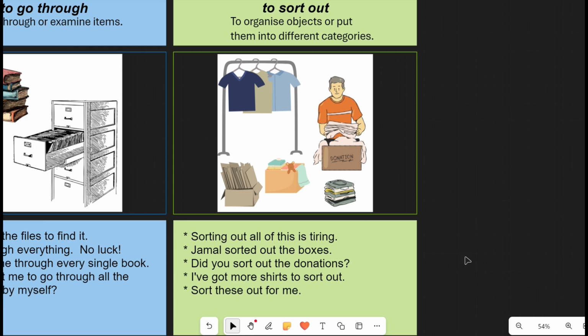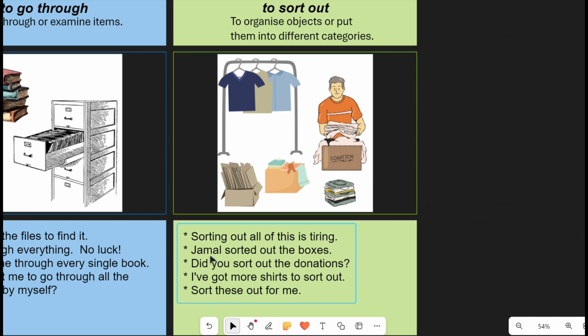Okay, so you've got some examples down here. Let's see how we use them. Sorting out all of this is tiring. So it could mean that you were doing this for such a long time and it's made you tired. Sorting out all of this is tiring.